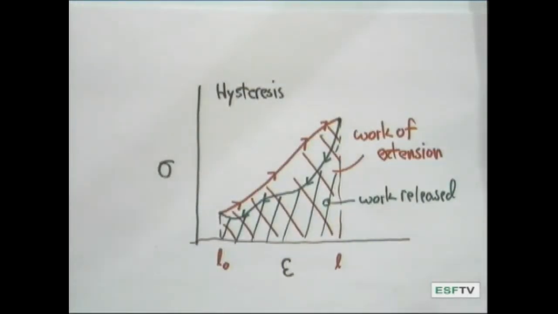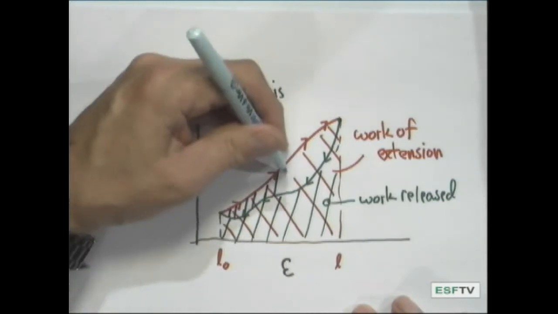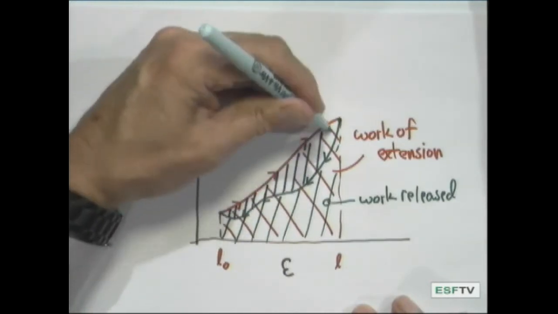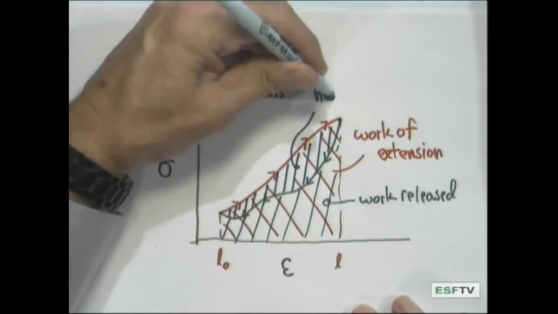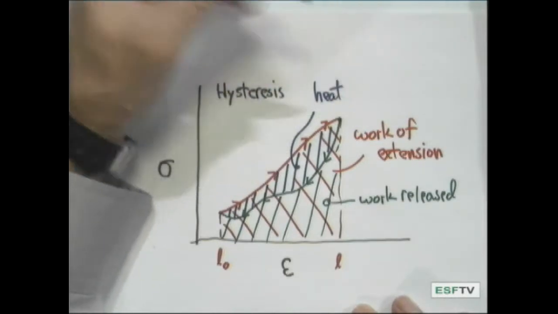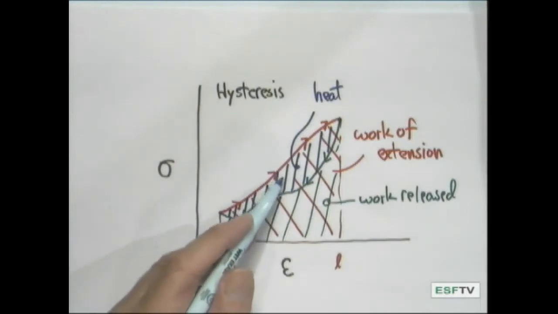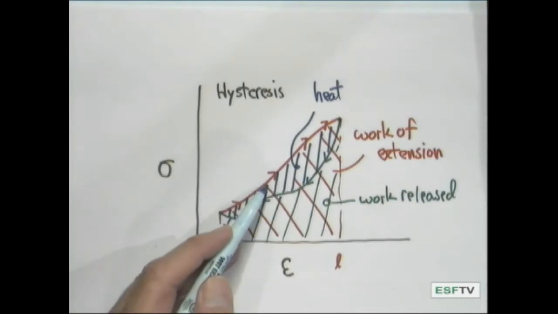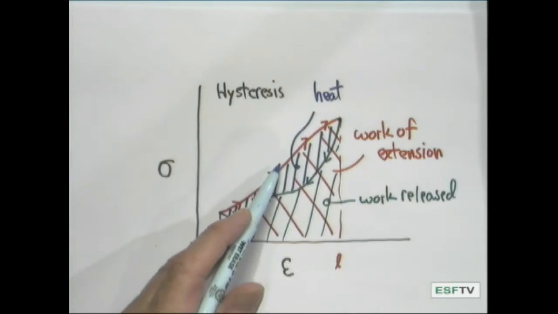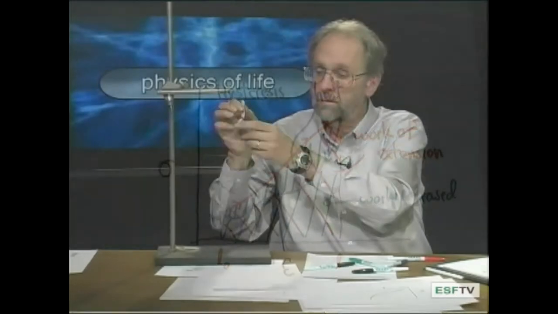Now, there's going to be a difference between the two, and that's going to be the red area minus the green area. And this is going to be energy lost, and it's going to come out as heat. And so the efficiency of an object as a store of potential energy is determined by the difference between the work put in during extension and the work that is released during the release of it. And the difference is going to be heat.